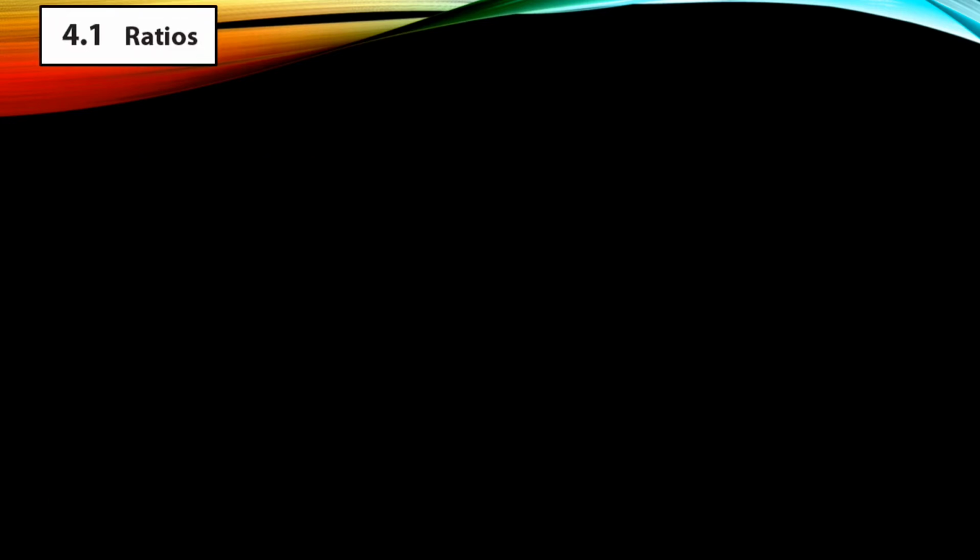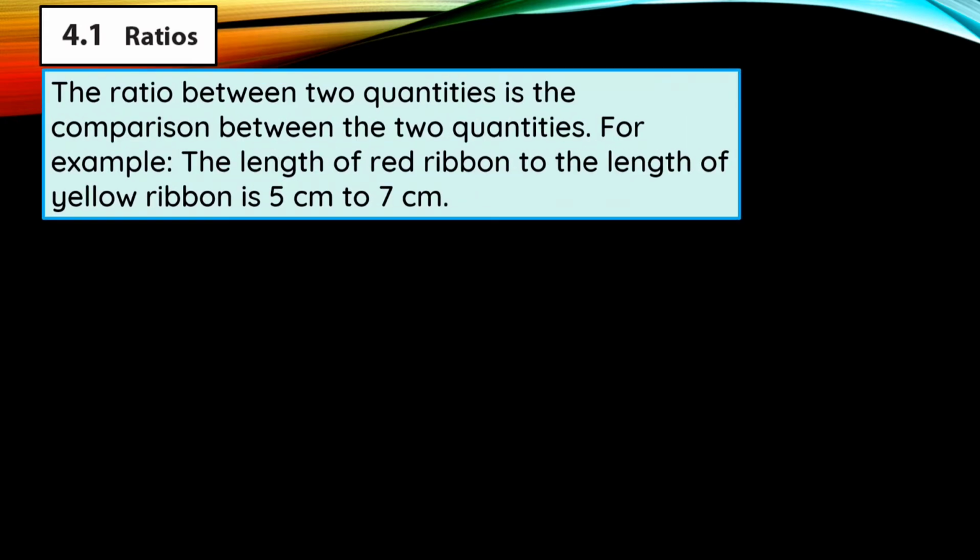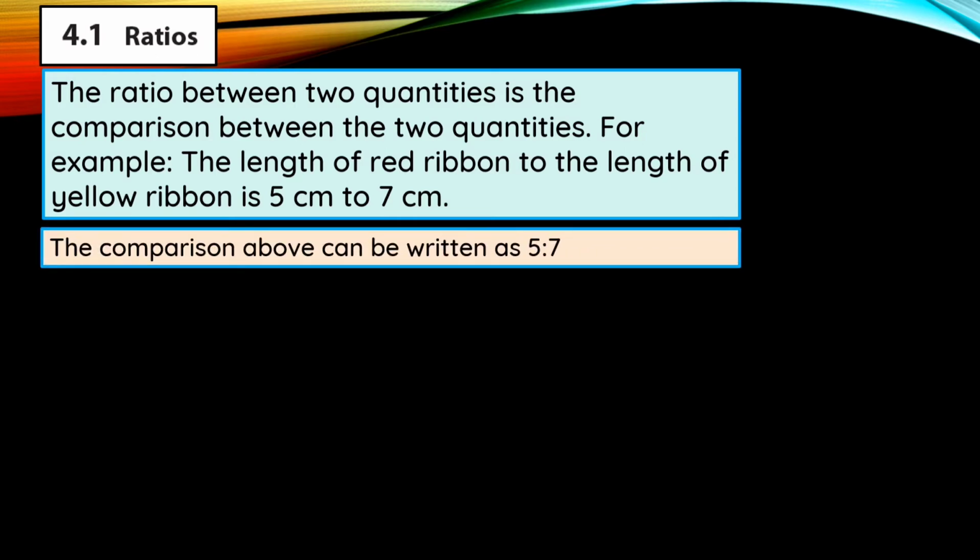Now, let's look at 4.1, ratios. The ratio between two quantities is the comparison between the two quantities. For example, the length of red ribbon to the length of yellow ribbon is 5 cm to 7 cm. The comparison above can be written as 5:7.